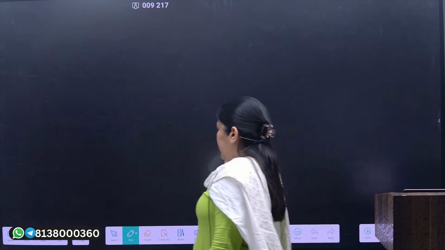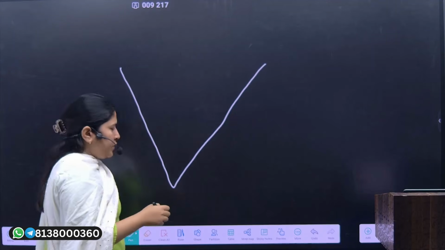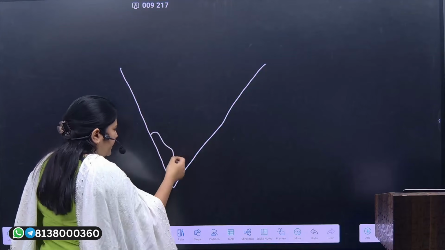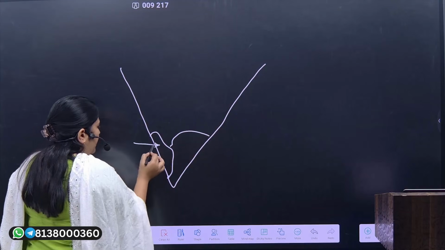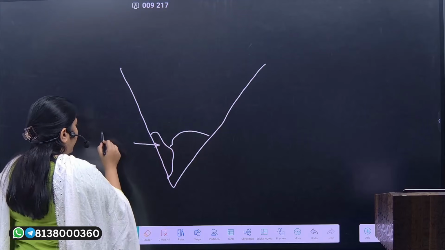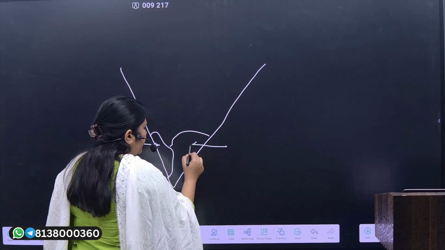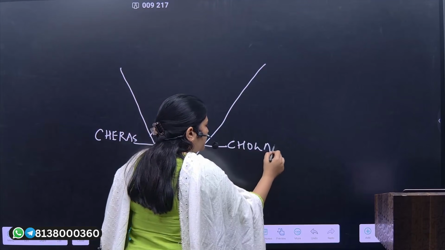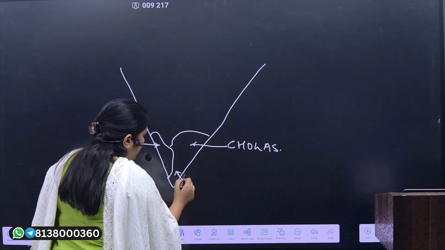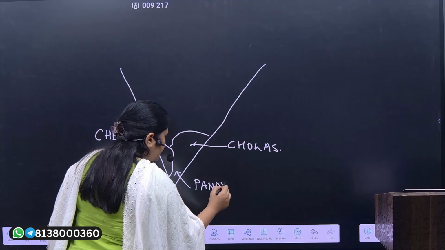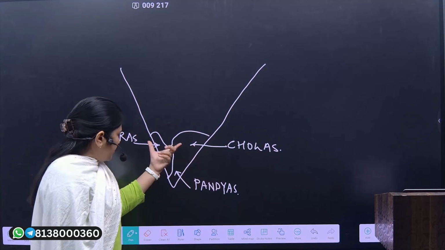Let me explain with the diagram itself. Let's suppose this is South Peninsular India. Here it is presently Kerala, and here it is Tamil Nadu. This area was covered by the Cheras, as discussed in the last lecture. This area was covered by the Cholas, and the southern part of Tamil Nadu and some part of Kerala was covered by the Pandyas. These were the three major powers in the South Peninsular region.